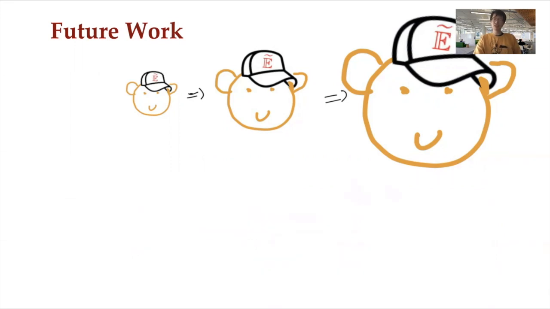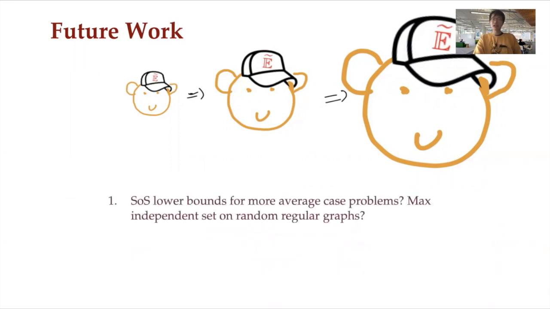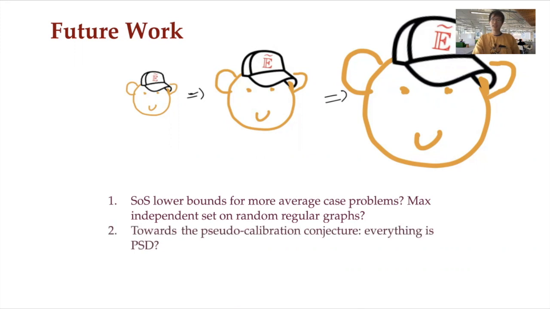Also, besides these two individual questions, we can also ask for SOS lower bounds for more average case problems, for example, max independent set on sparse random graphs. Another major question along this line is whether we can say anything interesting about the pseudo-calibration conjecture. We know pseudo-calibration gives us a candidate pseudo-moment matrix. However, is it true that every pseudo-moment matrix coming out of that way is PSD? If the conjecture is true, we will have an automatic machinery for proving SOS lower bounds without going into case-by-case analysis.